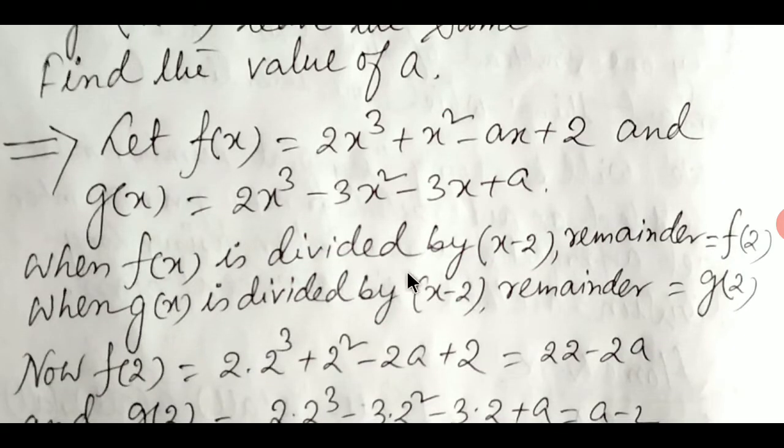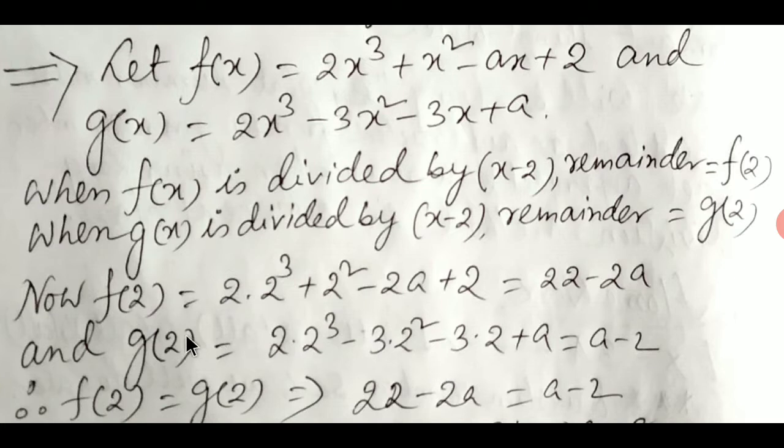When f(x) is divided by x minus 2, we know that using remainder theorem, remainder equal to f(2). Again, when g(x) is divided by x minus 2, remainder will be g(2). You can write using remainder theorem. Write a note like here, using remainder theorem.